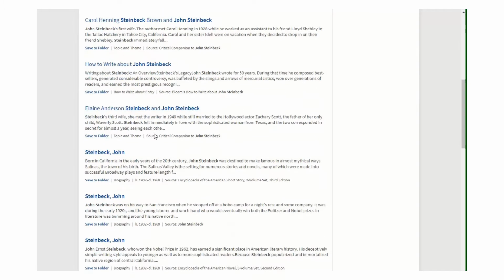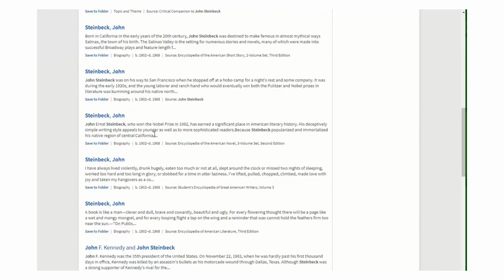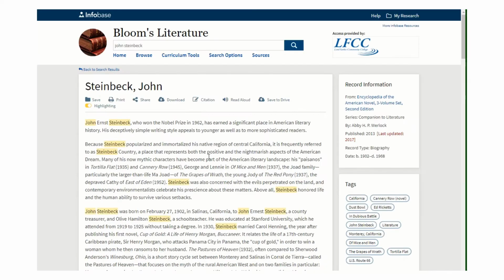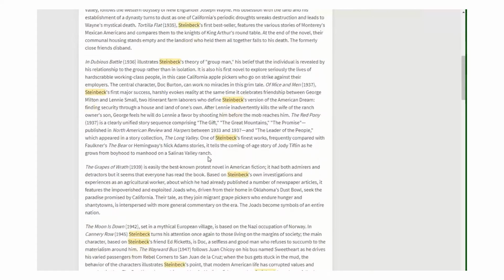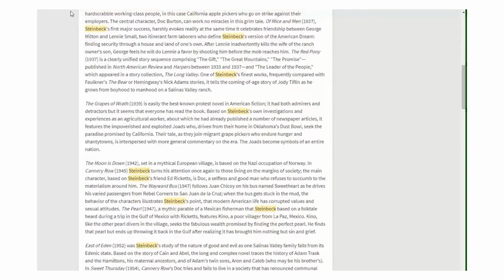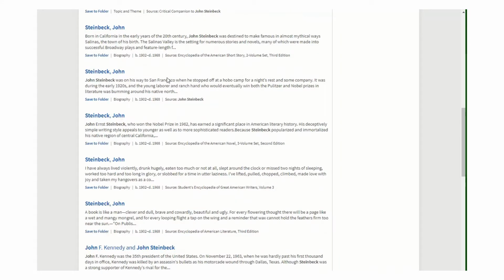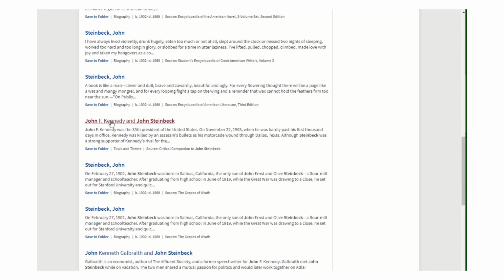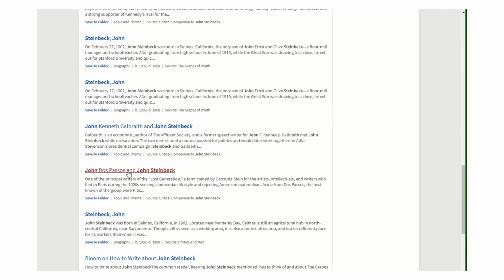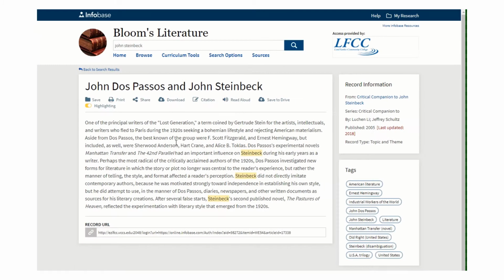Biographical information will help you better understand the author and the period they lived in and how that shaped their writing. You may also find useful information on factors that shaped your author, like relationships they had, influences on their work, or their education.